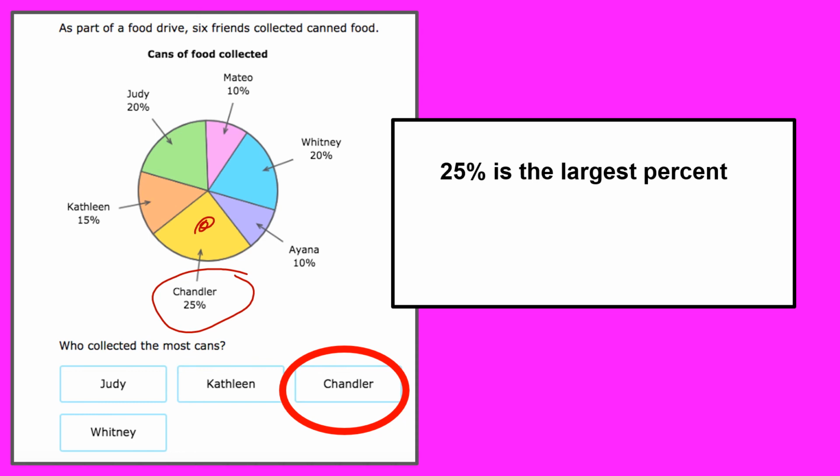25 is the biggest percent because the other percents are all smaller. So therefore, Chandler has 25%. So Chandler collected the most cans.